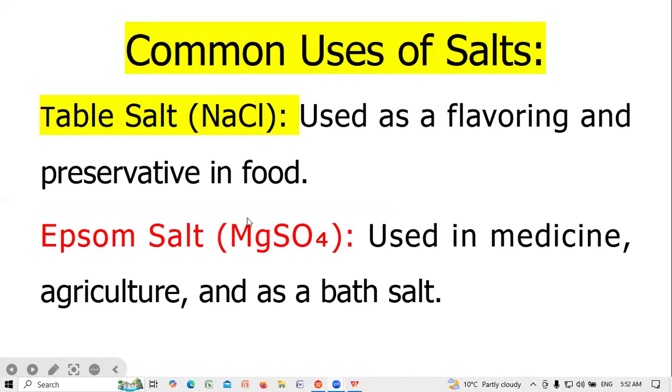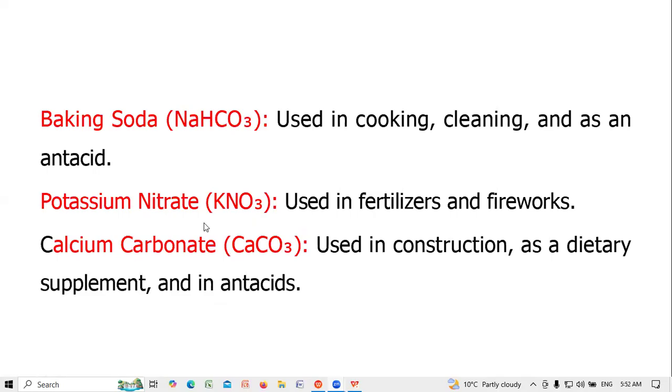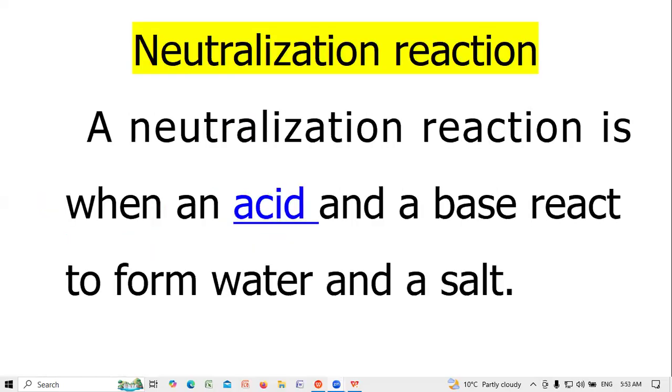Common uses of salts. Table salt, also called common salt, is used as a flavoring and preservative in foods. Epsom salt is used in medicine, agriculture, and baking soda is used in cooking, cleaning, and as an antacid. Potassium nitrate is used in fertilizer and fireworks. Calcium carbonate is used in construction, as a dietary supplement, and in antacids.